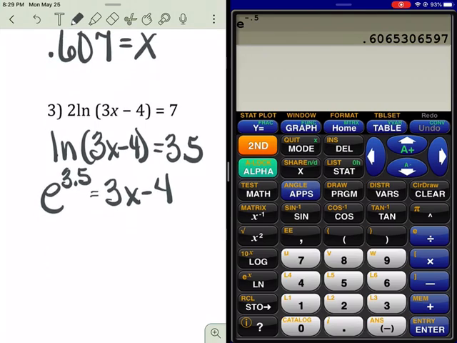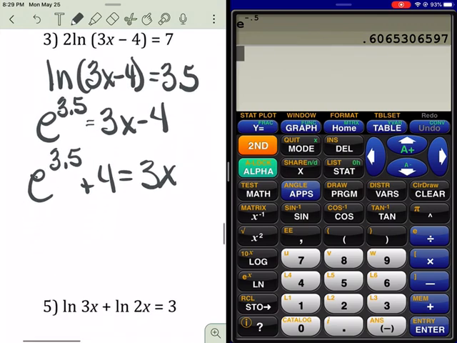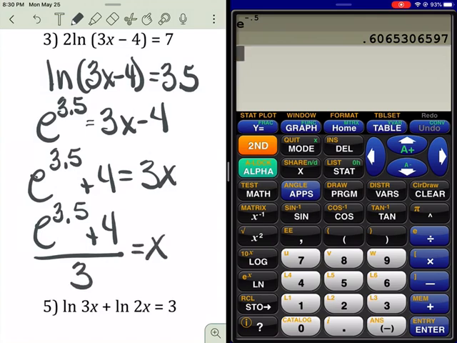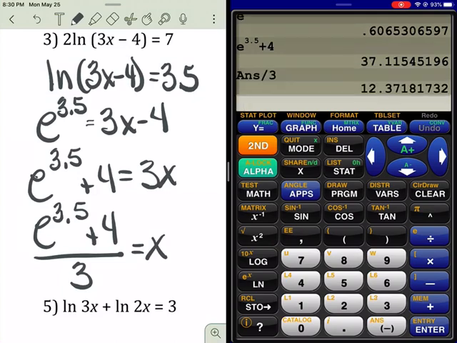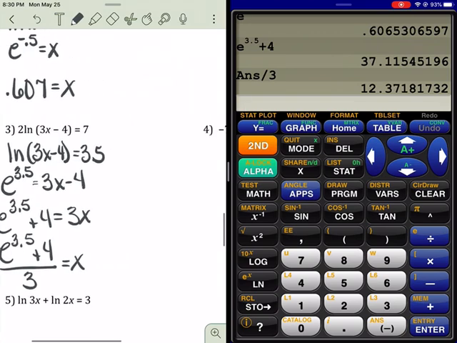So we're going to add 4 and divide by 3. And again, I'm not doing anything until I have x by itself. So I'm going to put that in my calculator. Oops. Okay, there we go. Then plus 4. I'm going to press enter after that one, divided by 3. And we get 12.37. And that's right.